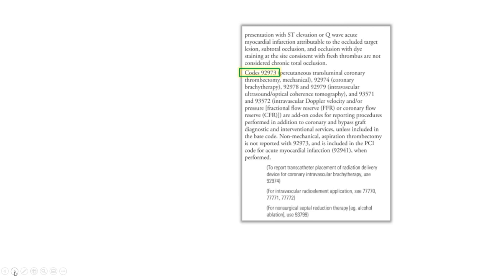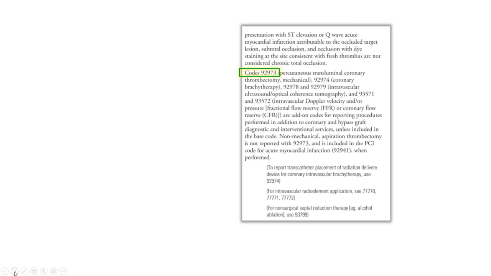Code 92973, that is the percutaneous transluminal coronary thrombectomy, mechanical. 92974, which is coronary brachytherapy, and 92978 and 92979, which is for intravascular ultrasound or optical coherence tomography, and 93571 and 93572, which are intravascular Doppler velocity and/or pressure, fractional flow reserve or coronary flow reserve. Those are add-on codes for reporting procedures that are performed in addition to coronary and bypass diagnostic and interventional services, unless the code description has already included them in the base code.